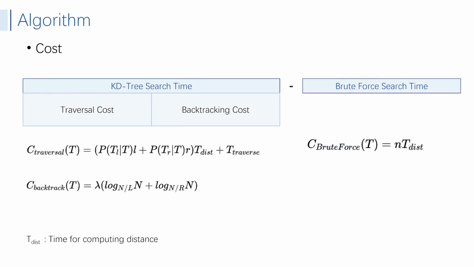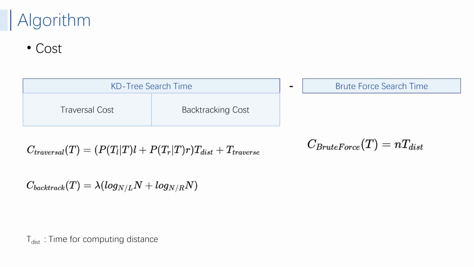Finally, we put these costs together. Among these equations, T-dist indicates the cost for each time we calculate the distance between querying points and segments, while T-traversal indicates the cost for iterating through different nodes. We add the two costs together in this way, then compare it to the brute force search, and decide whether we should discard the partition or not.